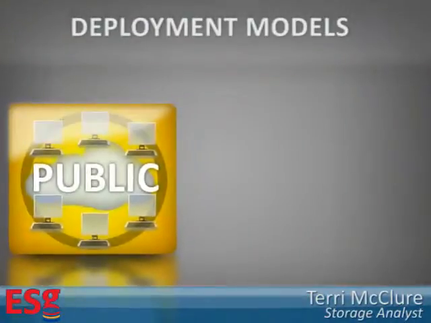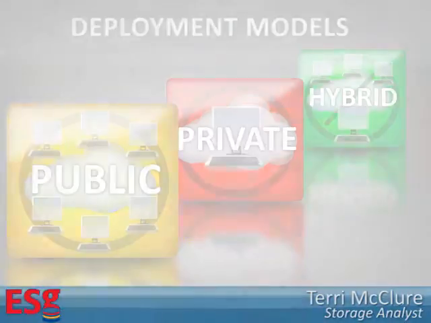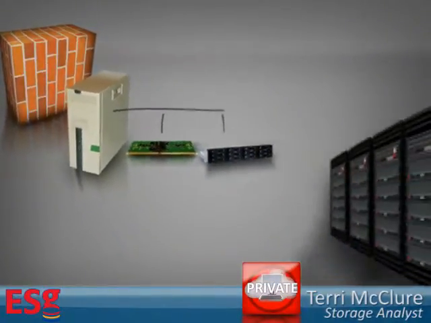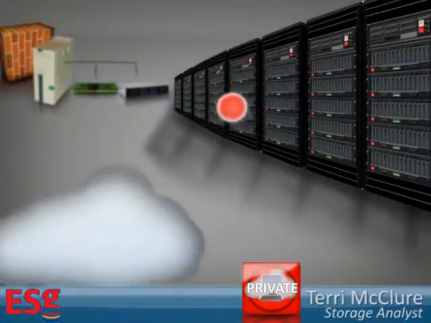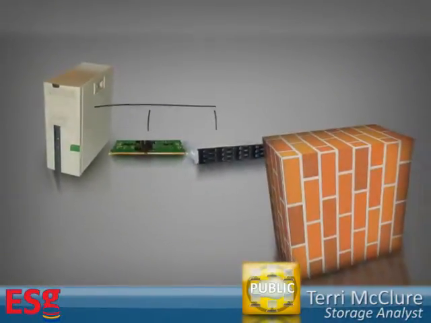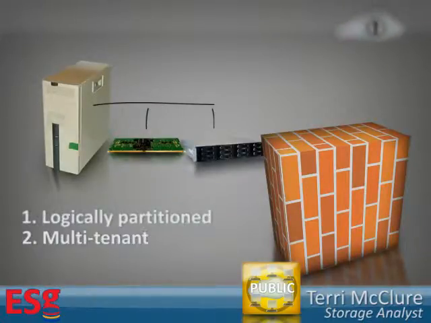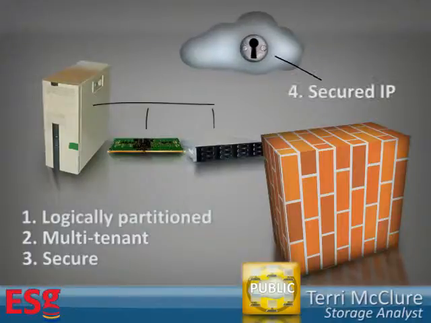That's really driving three deployment models: public, private, and hybrid. In a private cloud, all components live within the firewall or in a physically isolated off-site storage infrastructure accessed via a VPN. In a public cloud, all components sit outside the firewall in a shared infrastructure that is logically partitioned, multi-tenant, secure, and accessed over secured IP.